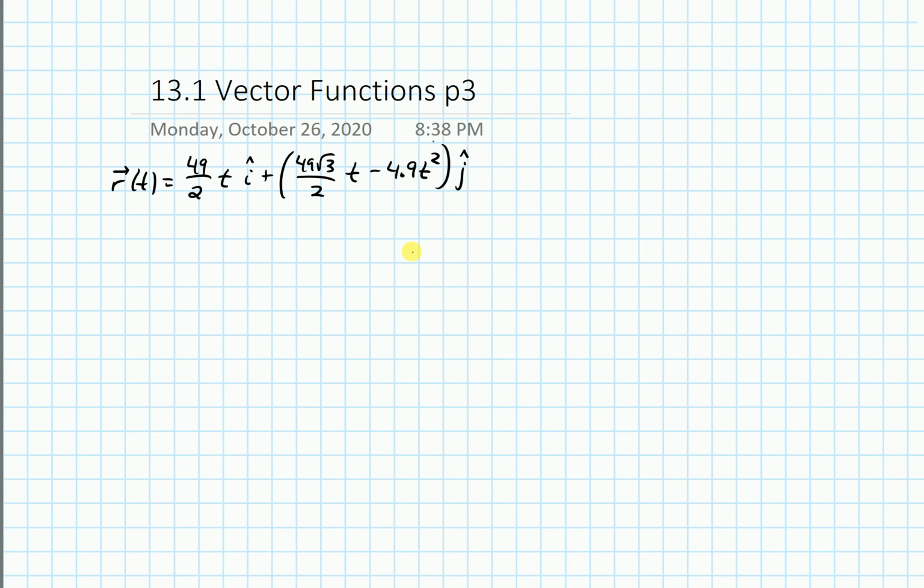So here was our position function. Let's now plug in 5 root 3 into this. This is the landing time. So doing that, we end up with 49 over 2 times 5 root 3 i hat for the first part. And the second part needs to be 0 j hat, because 5 root 3 was supposed to make the y component 0. That's how we found the 5 root 3, by setting the y component equal to 0. And if we simplify this x component, if we multiply it out a bit, this gives us 245 root 3 over 2.